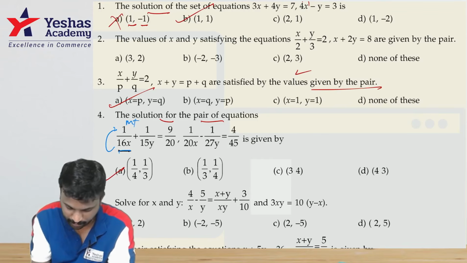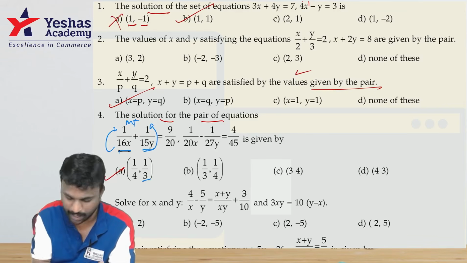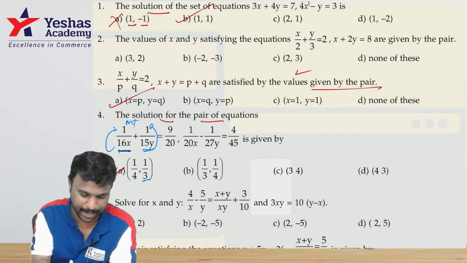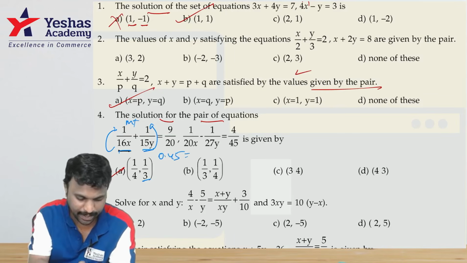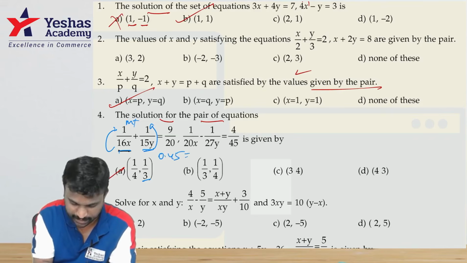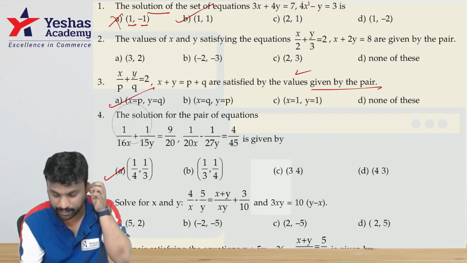How do I store it? M plus. Now 15 into what's my y value? 1 divided by 3. How do I take it up? Divide equal. And how do I store it? M plus and then MRC. So that is 0.45. Yes, what is 9 by 20? 9 by 20 is also 0.45. So the first equation got satisfied with the first option.